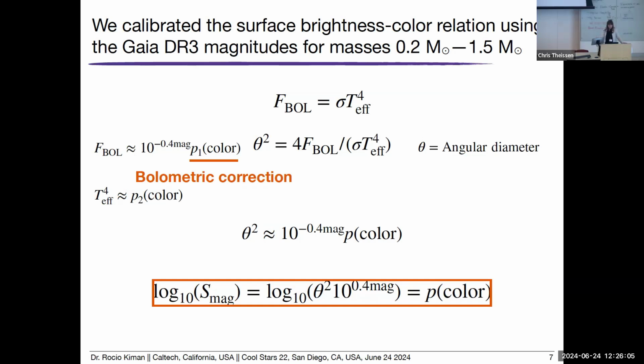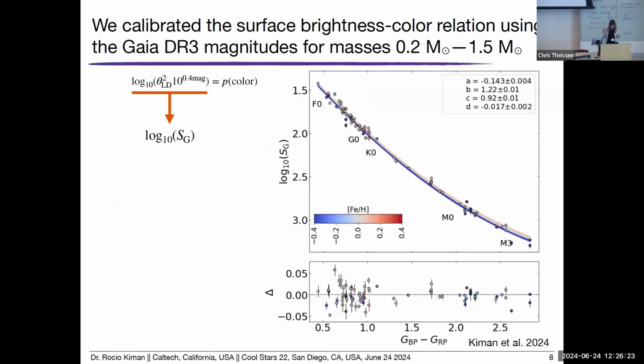So I know that I lose half of the audience every time that I put an equation on the slide, so I probably lost everyone. But the idea is there is a relation between angular diameter, magnitude, and color. If we can get that polynomial, we can find the correlation between all of the three. And that's the calibration that we did.